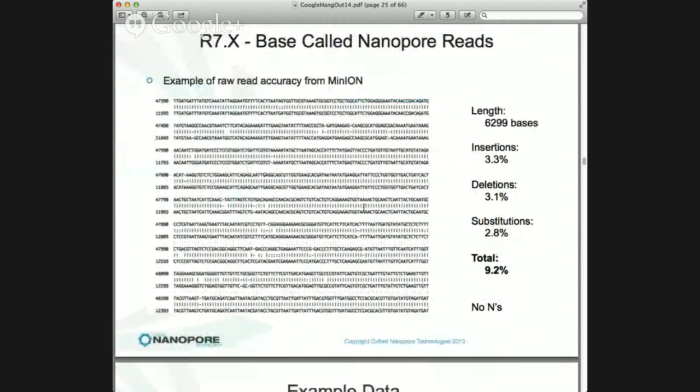And here's a slightly more recent chemistry that went out last week. Some early data coming through. Again, it's not a typical read.